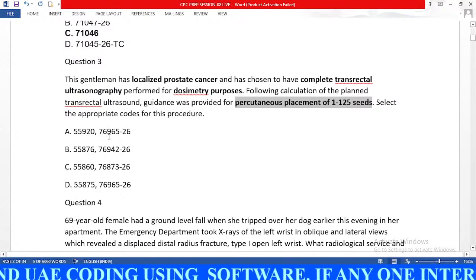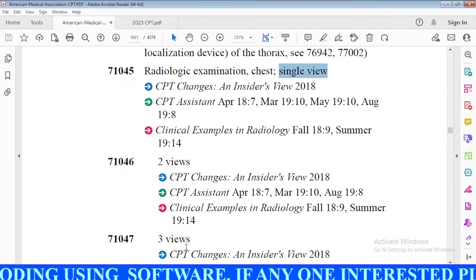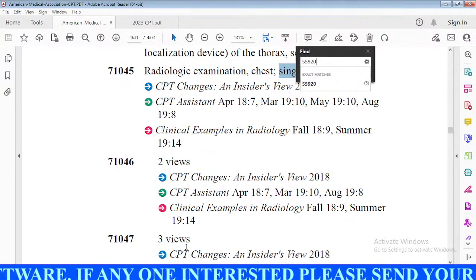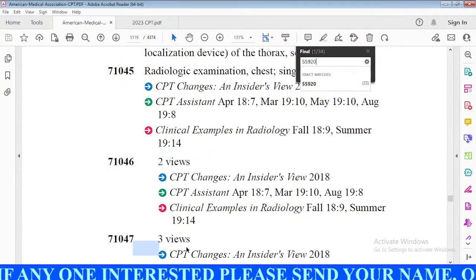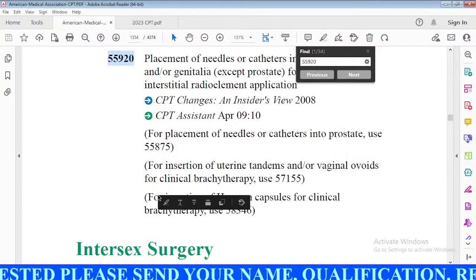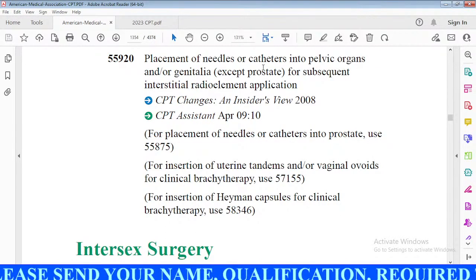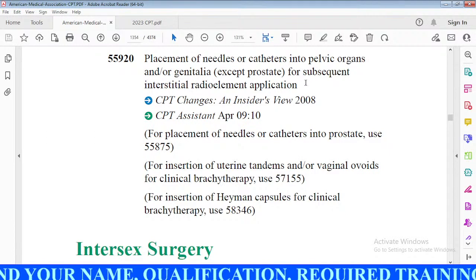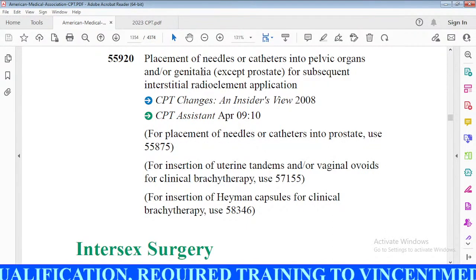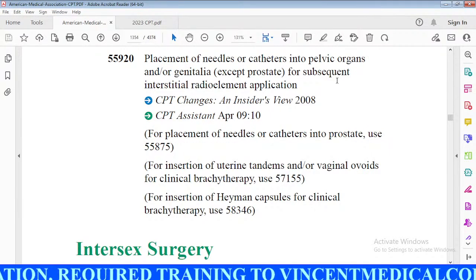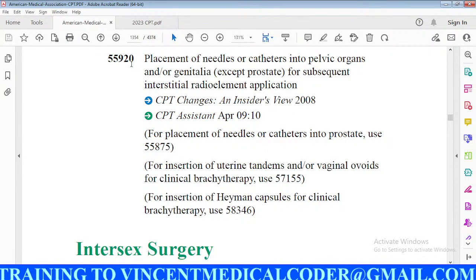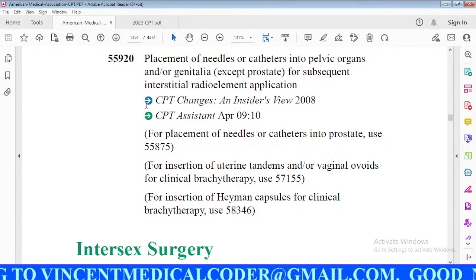So we will check 55920 first. 55920, you see brachytherapy. This is the therapy related to cancer. So what is this? Placement of needles or catheter into the pelvic organs and or genitalia for subsequent interstitial radio element application. So it is not for prostate, it is pelvic organs and genitalia, and that is also subsequent. So the second time the physician is inserting radio elements. Because of this reason, this answer is not correct. So 55920 is wrong. So we will check 55876.